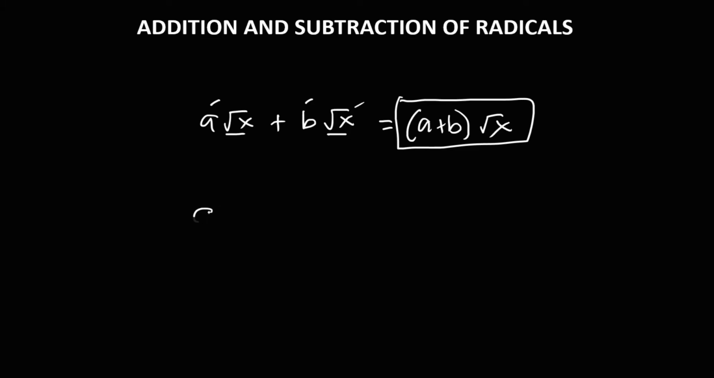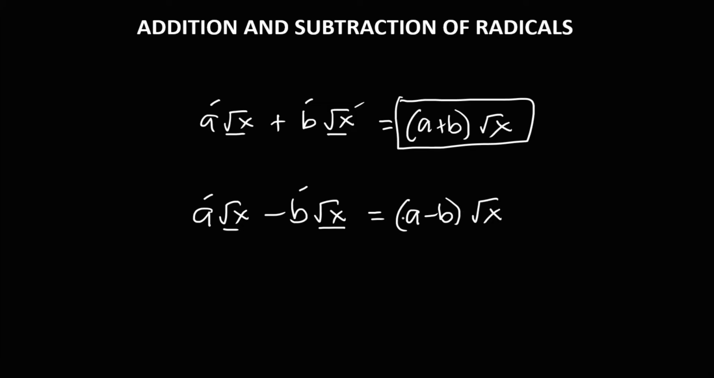Then for subtraction, a square root of x minus b square root of x. Since it's the same square root of x, we can subtract the numbers outside. So we have a minus b, then copy the square root of x. So this is how to add and subtract radicals.